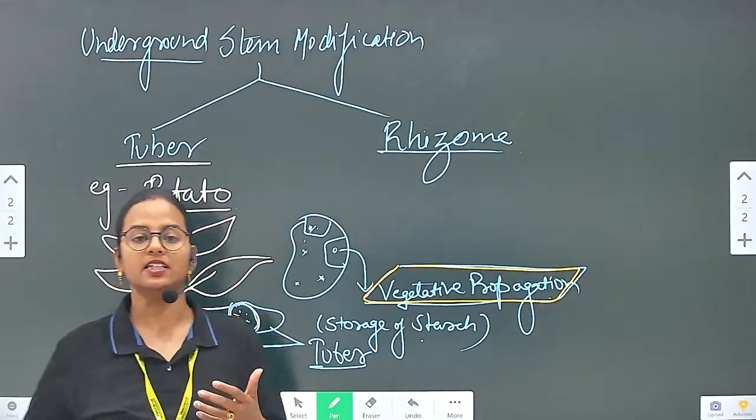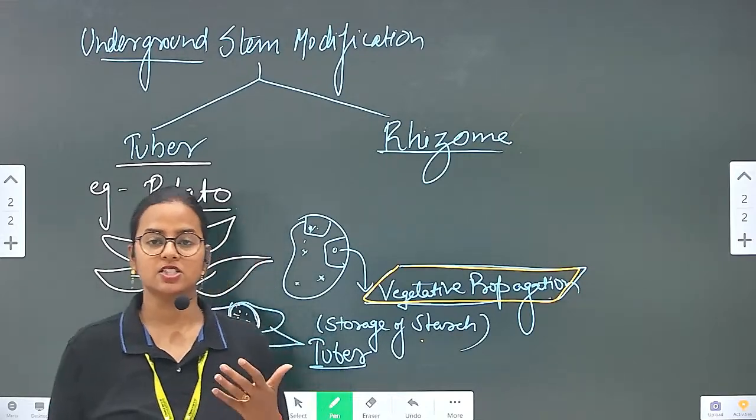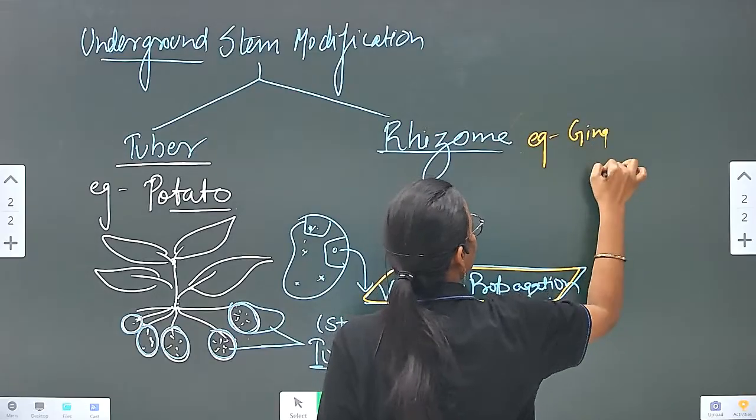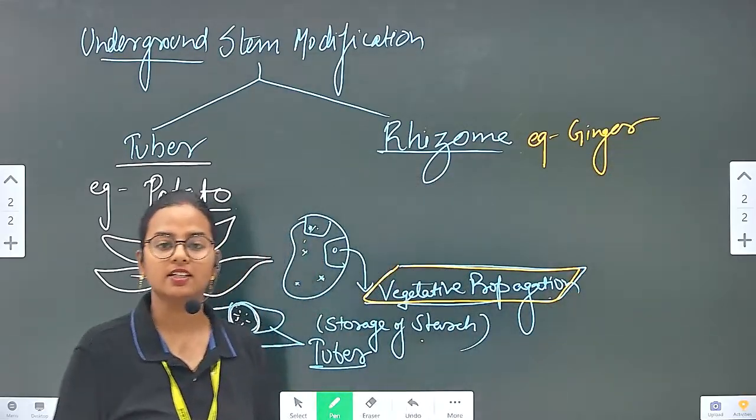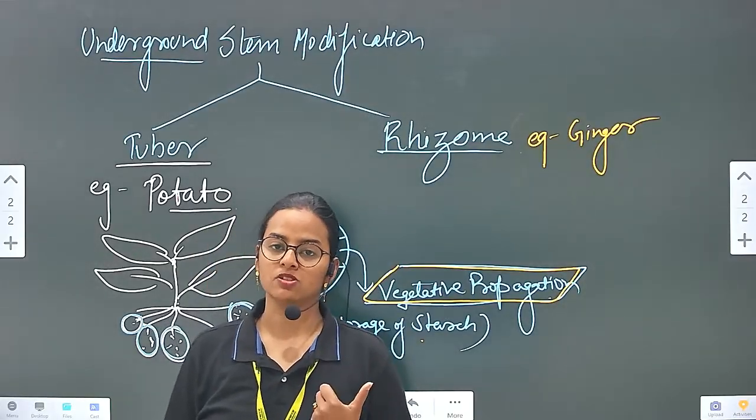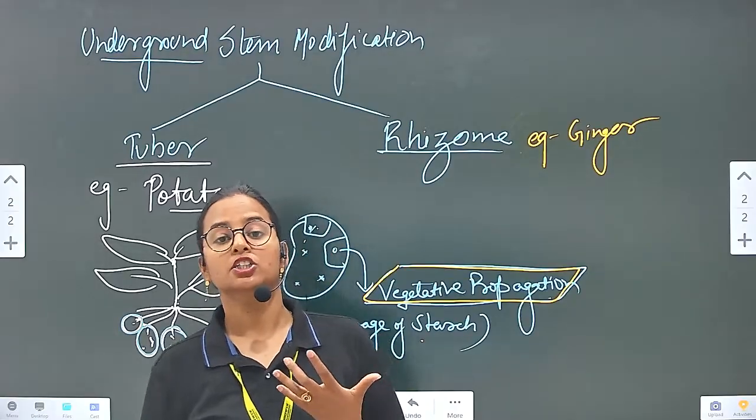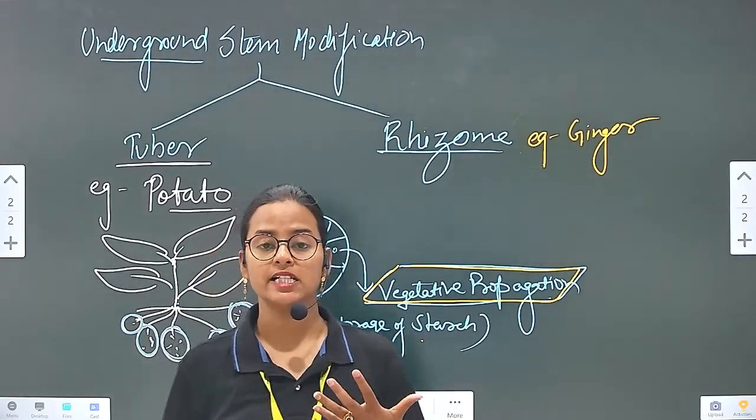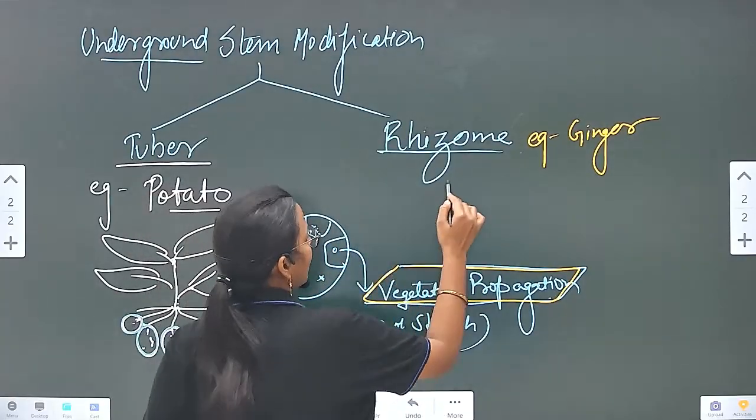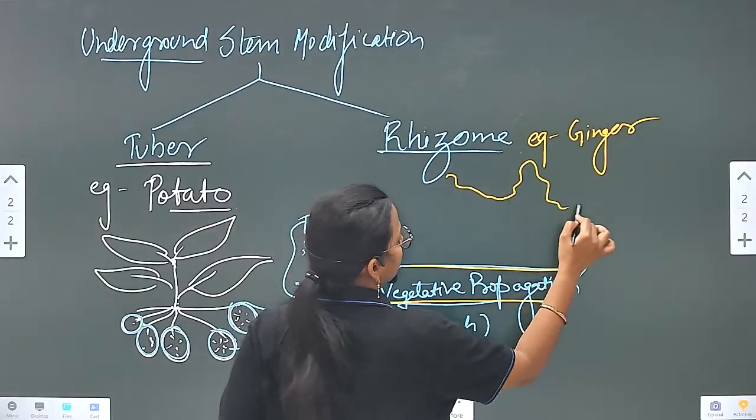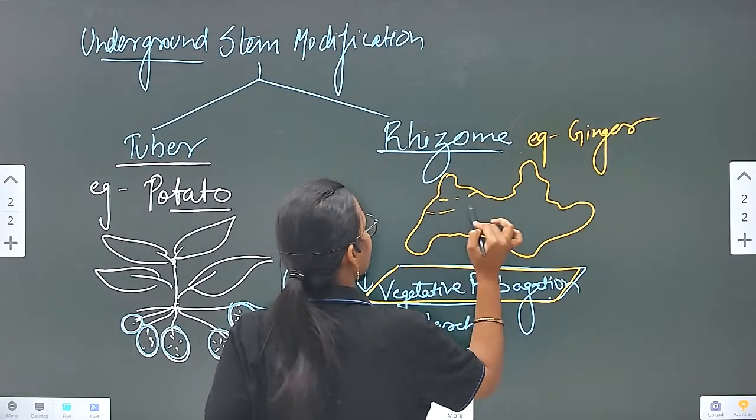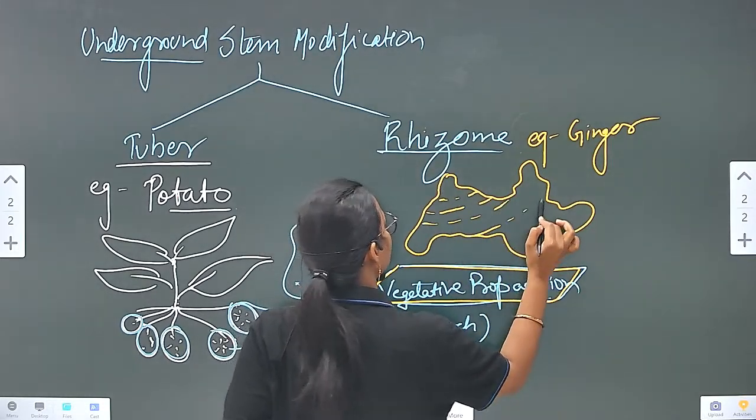Rhizome is another underground stem modification, an example of which is ginger. Have you seen ginger? Yes. Even ginger and turmeric, both are examples of underground stem modification and they are also meant for storage, and it also helps to overcome stressful conditions. So how does ginger look like? See. Irregular in shape, like this only, and then they have nodes and internodes on that.